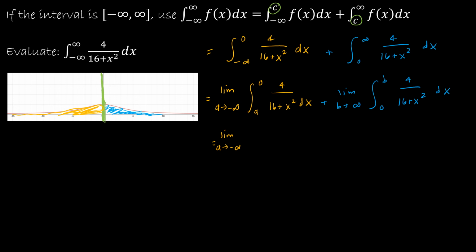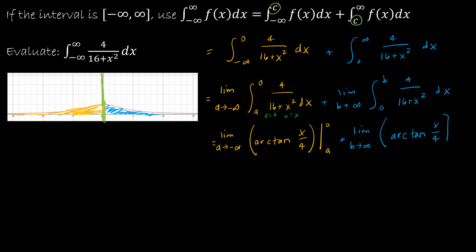So from here, I'm going to take a look at how I would integrate 4 over 16 plus x squared dx. Here I would think about a being 4 and u being x, and so I essentially have an arctangent pattern that I'm dealing with. So this is the limit as a approaches negative infinity of the arctangent, or inverse tangent, of x over 4 evaluated from a to 0. And then I have plus the limit as b approaches positive infinity of the exact same function, arctangent x over 4 evaluated from 0 to b.